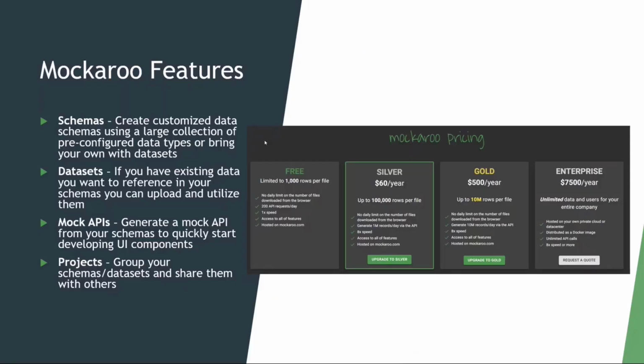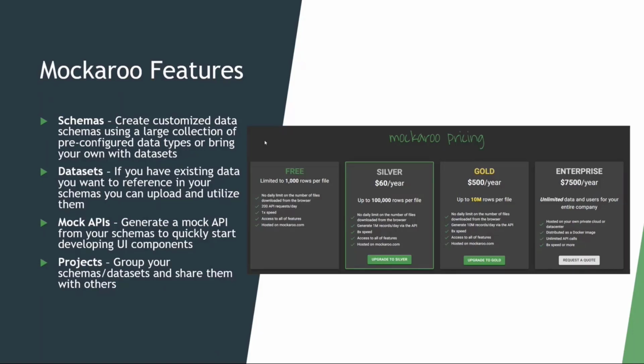So Mockaroo, again, as I mentioned, is for creating and generating test data. Some of the features here: creating saved schemas, being able to create a customized data schema. They have a huge plethora of pre-configured data types that you can select from, or you can bring your own data sets. So if you have CSV files and other lookup data that your customers are providing you, you can actually incorporate that into these data schemas. So you can use a little bit of the Mockaroo data, a little bit of your own.